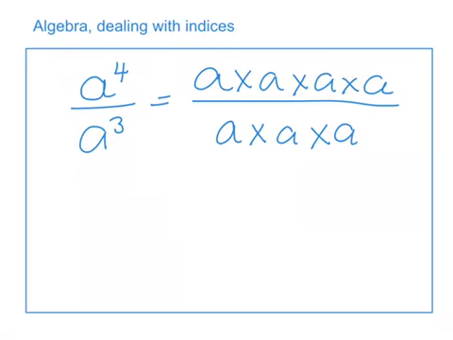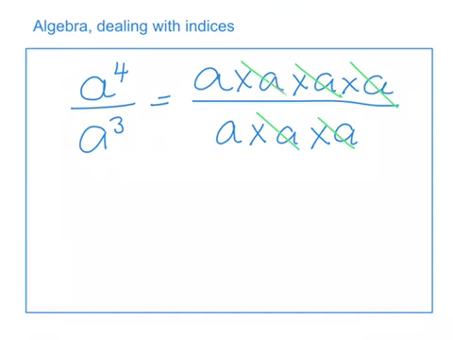Now, of course, when it's written as a fraction, we can see that we can divide, as long as we divide the top and the bottom by the same thing, then our fraction still works. So I've got a times by a and a times by here, a, which I can cancel, and I've got another times by a here and another times by a here.